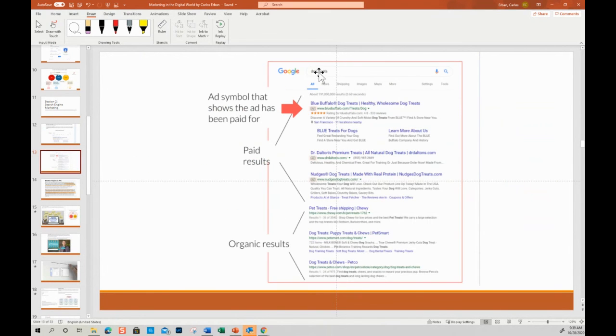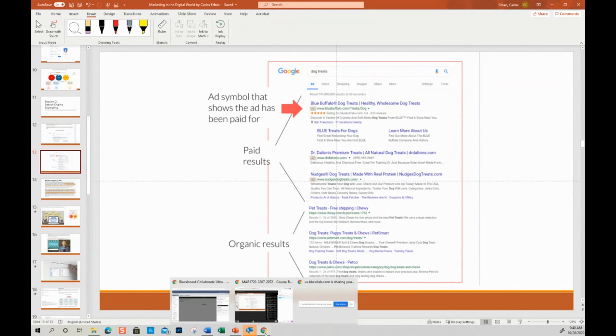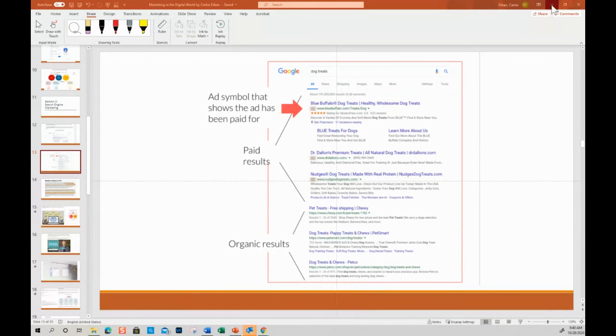So you're searching for dog treats, right? You get 191 million results. These that are here, the ones that say ad, are the ones that you're paying for. It doesn't show it here, but you also have the ones that have a display, that has pictures. So let me just go to Google for a second so that we can see it.